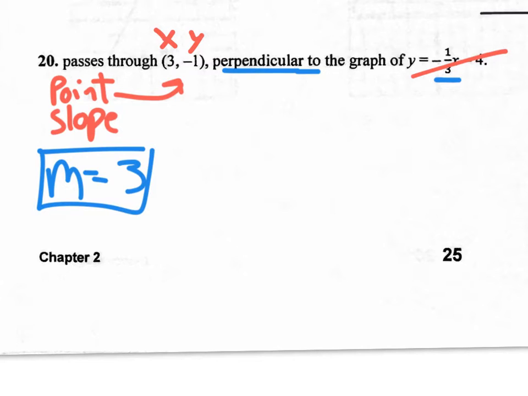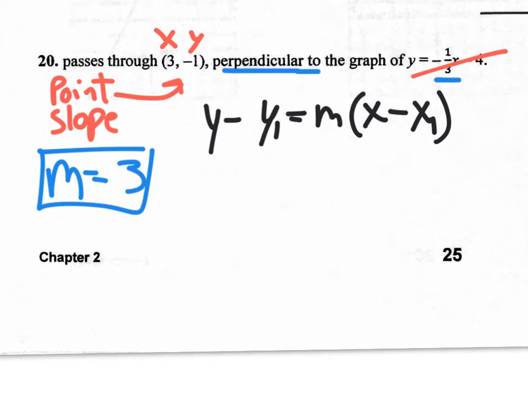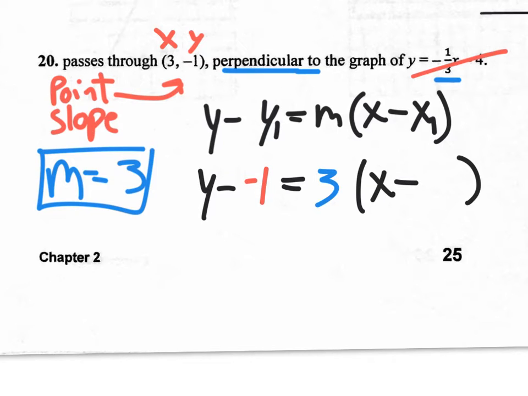And let's use point-slope form. Y minus, what is y1? Negative 1. I'm switching the colors so you guys can see it. Equals, what's the slope? 3. Okay, and then let's go parenthesis, x minus 3. So ladies and gentlemen, we have the equation. Now all we have to do is change it to slope-intercept form.